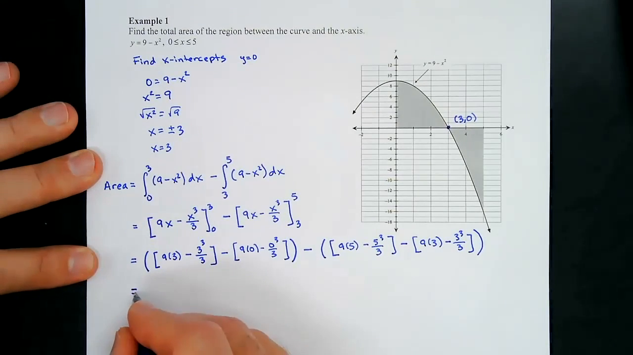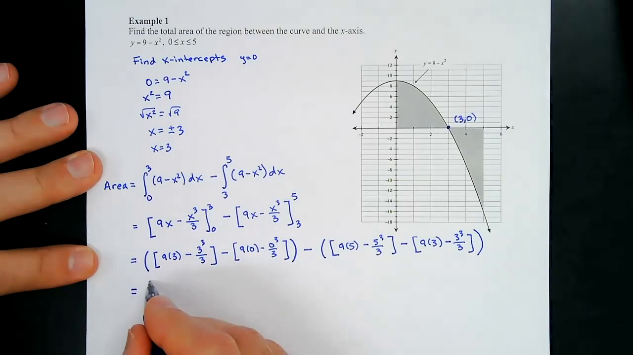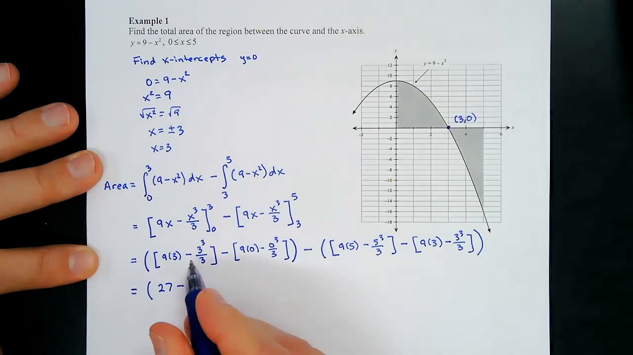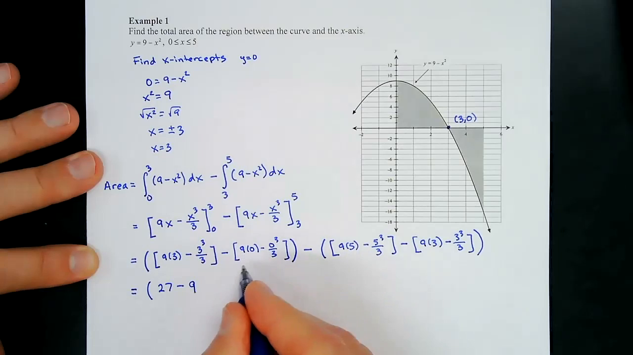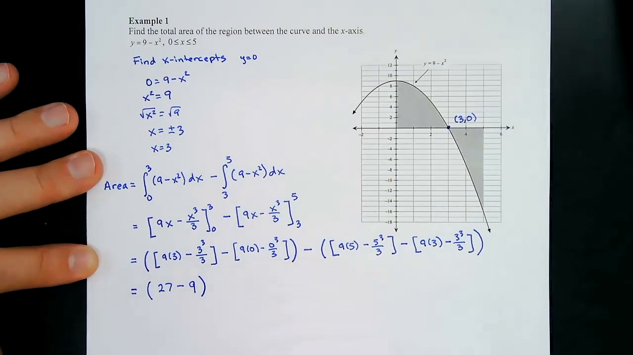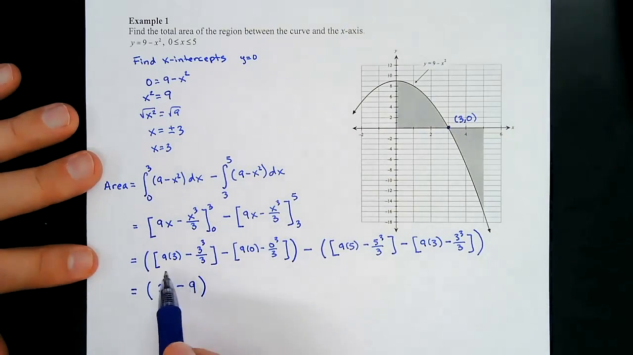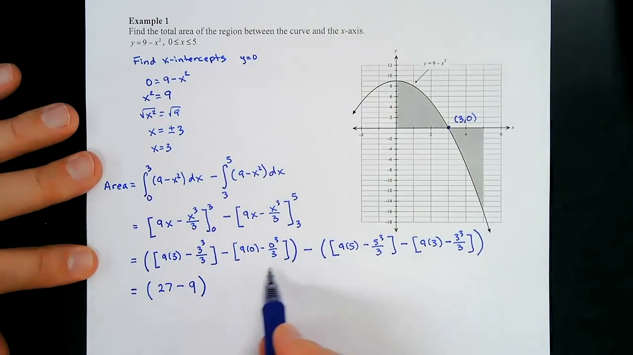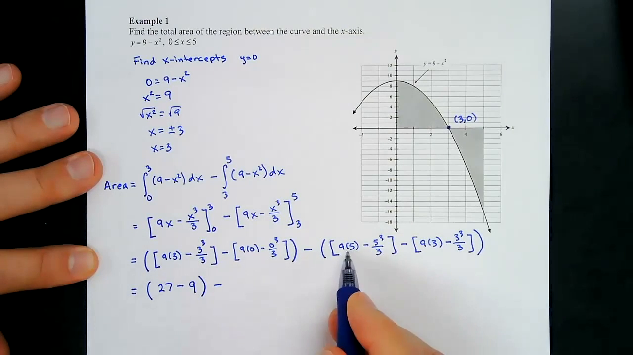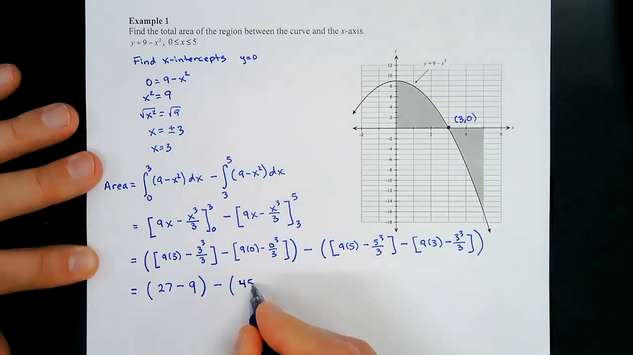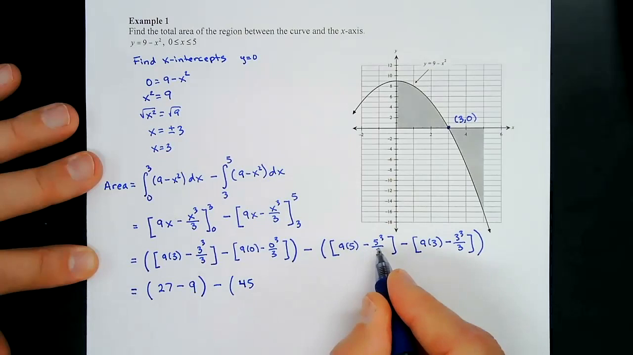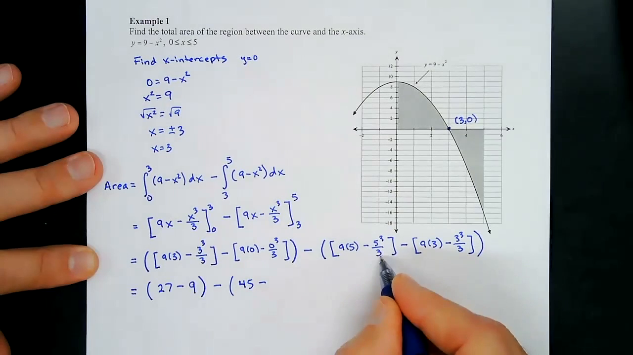Okay, so this would equal, and I'm going to do a parenthesis here, 27 minus, because of that minus, 3 cubed, which is 27 over 3, which is 9. This is going to be minus, this is all 0, so I don't need to write it, so I'm just going to close my parenthesis there. So all of these becomes this, and then minus, and then parenthesis, this would be 45, minus 125 over 3.